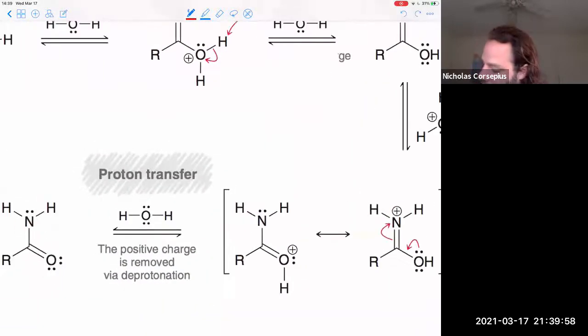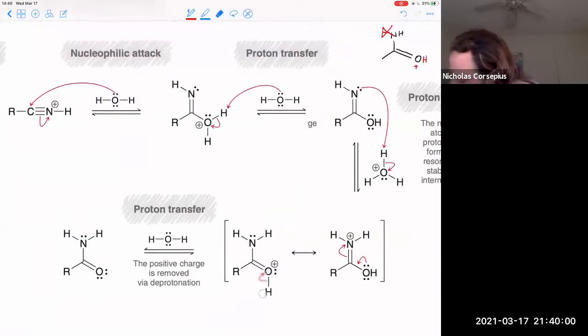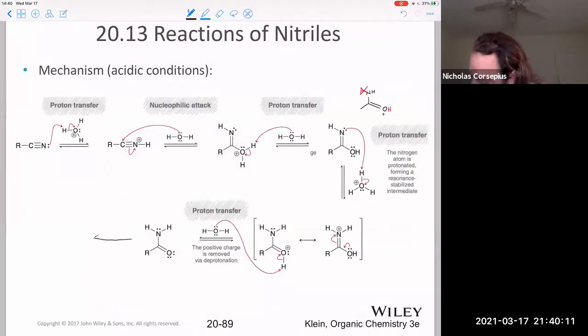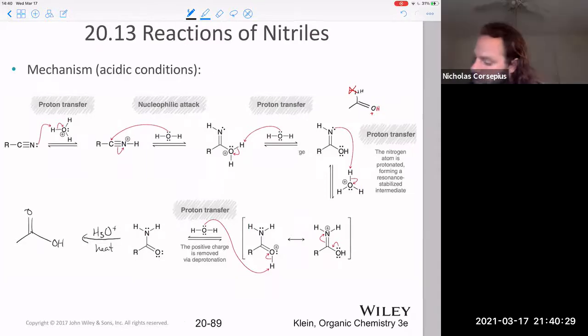So the last step there would be a proton transfer, getting rid of that proton on the carbonyl oxygen. Okay, so this is how we go from a nitrile to an amide, and then we know that also under these acidic conditions with heat, this will further get hydrolyzed to a carboxylic acid. Okay, that's a mechanism you guys should also know. That's one that we did in the last lecture.